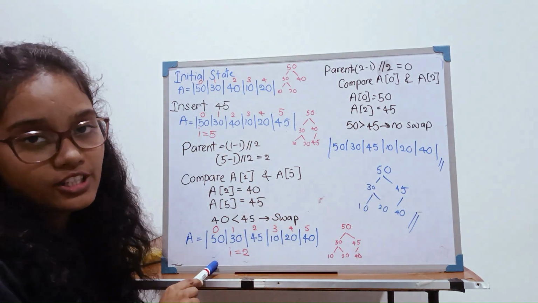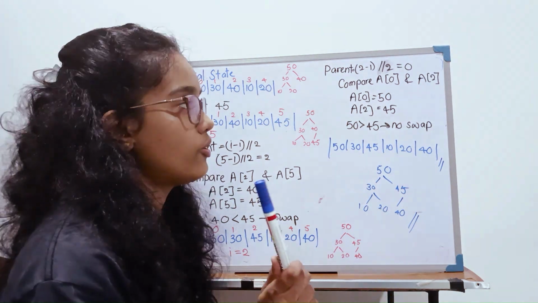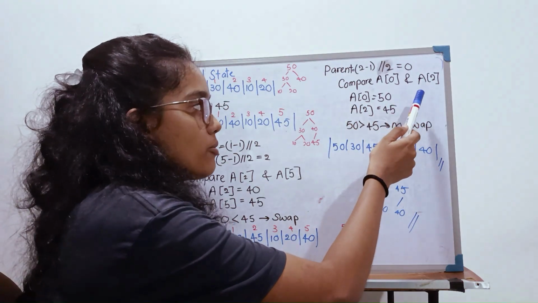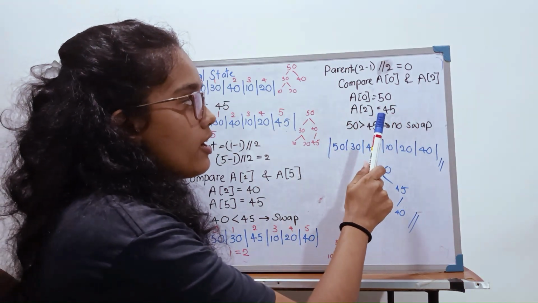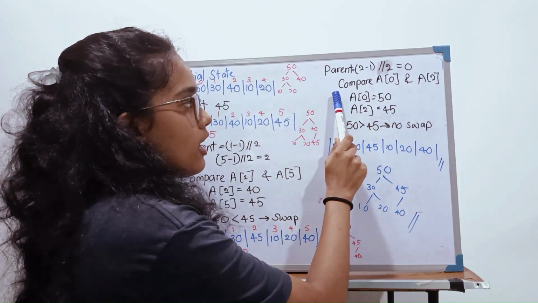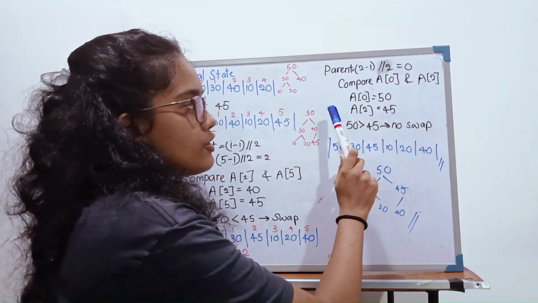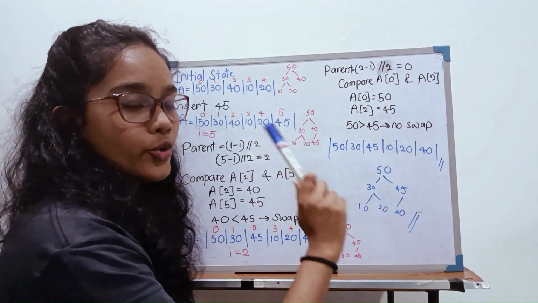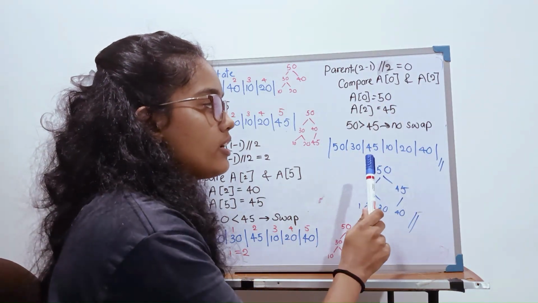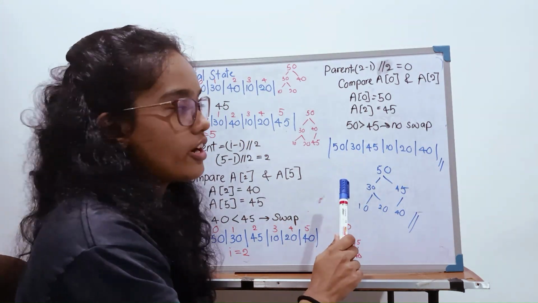Now since our I is equal to 2, again we have to find the parent of I. To that we are using this formula, and we find the parent of our I. Here the parent of I is at 0th index. So at 0th index, that means our root, the value is 50. Now we compare 50 with 45.